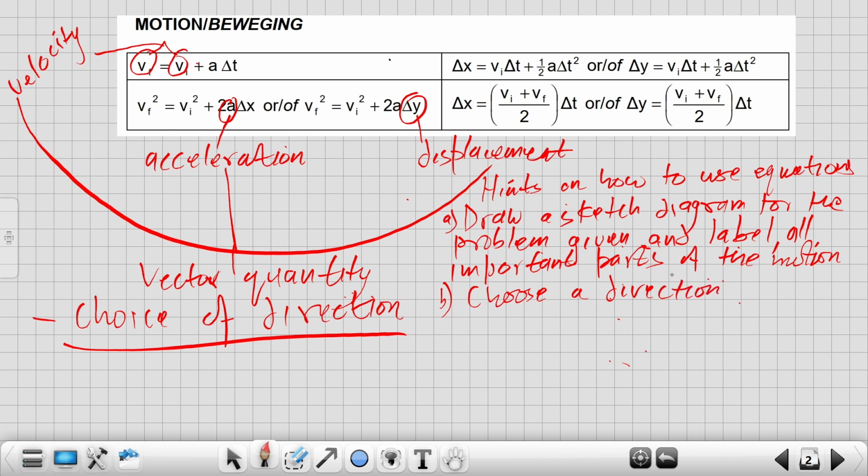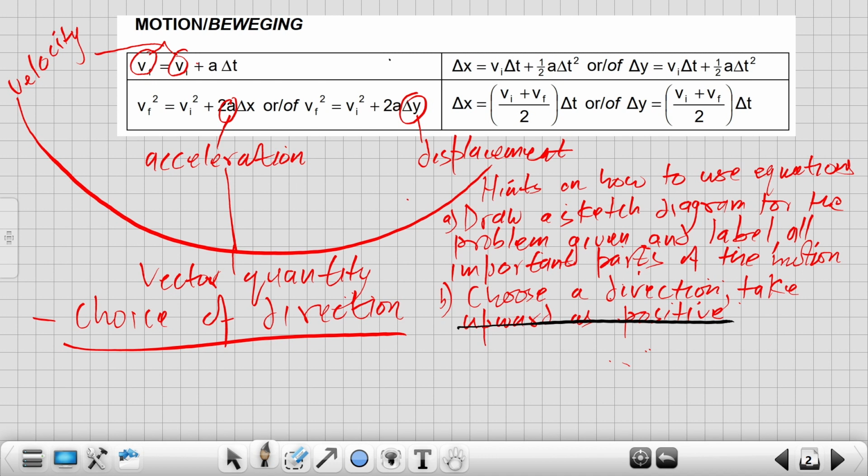Choose a direction. But I usually say we usually take upward as positive. This will assist us in understanding why we choose upward as positive, unless of course the examiner tells us which direction to choose. Us choosing upward as positive, somehow for me it makes things nice and easy to understand, and very clear.